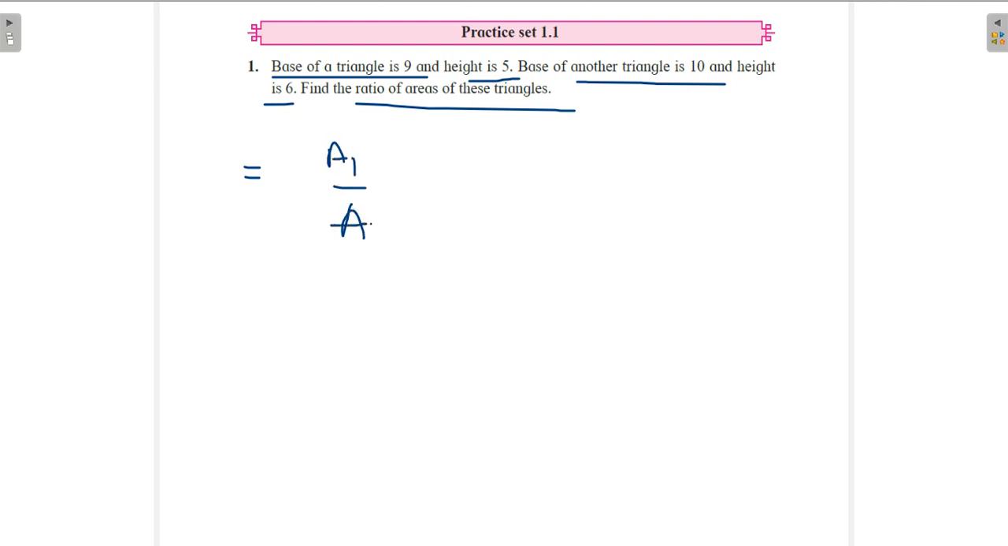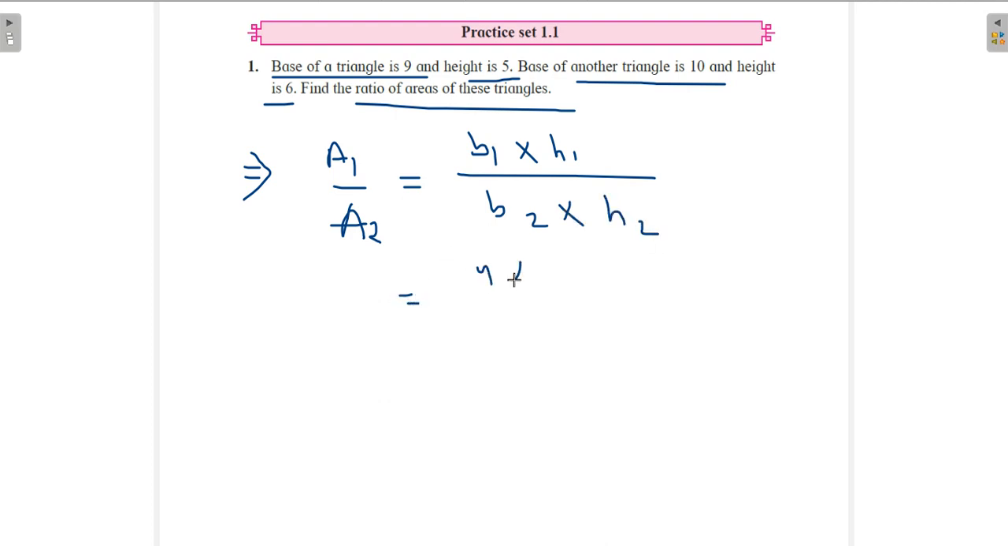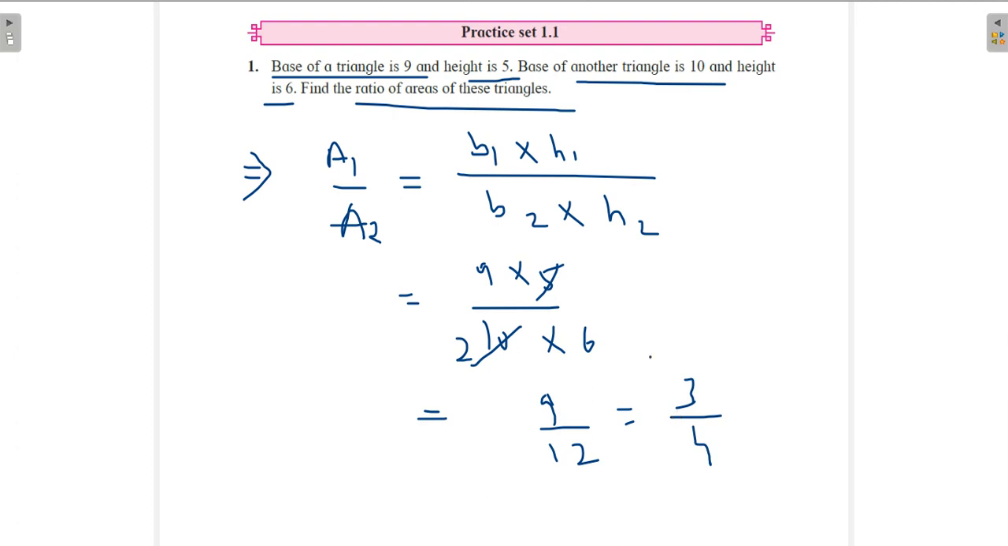As you learned, A1 divided by A2 is equal to B1 into H1 divided by B2 into H2. So if I fill in the values, this is 9 multiplied by 5, upon base 10 multiplied by 6, and 5 2s are 10. So 9 by 6 2s are 12. You can further divide it by 3. 3 3s are 9, 3 4s are 12. So 3 by 4. So this is our answer.